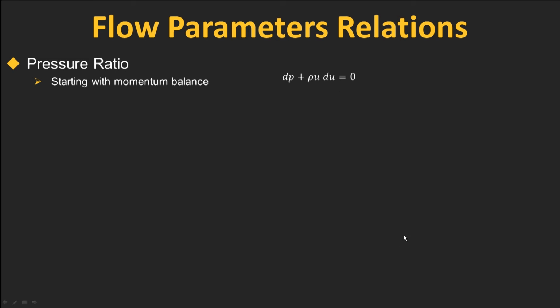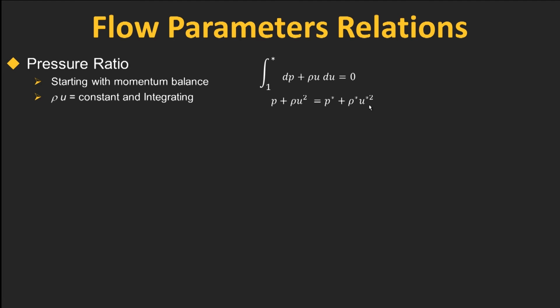Let's proceed to develop an expression for the pressure ratio. To do that, let's start first with the momentum balance equation in the differential form, which was dp plus rho u du equals 0, and integrate that from the current location where we are at the inlet to the downstream location where the flow will choke, which is the star location. So when we do that, we get p plus rho u square equals p star plus rho star u star square.